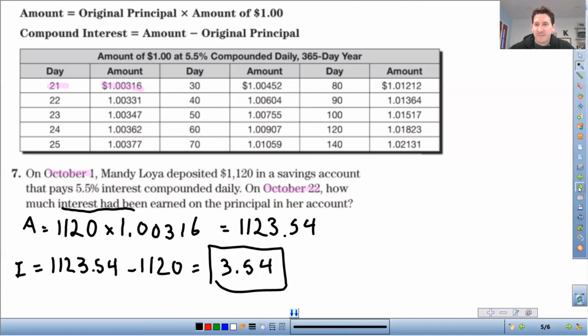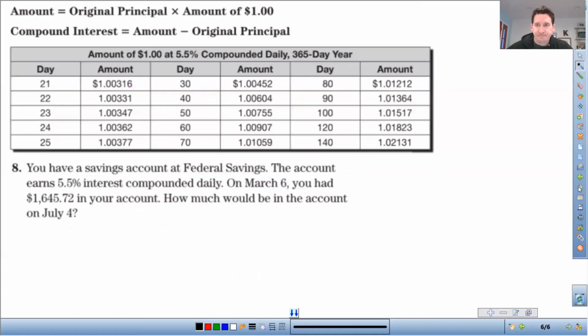All right, let's do one more example because this one was a little bit harder to calculate. So you have a savings account at Federal Savings. The account earns 5.5% interest compounded daily. On March 6th, you had $1,645.72 in the account. How much would be in the account on July 4th? All right, that's all we need to do.